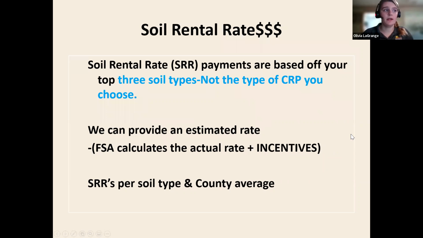So something we talked about before, as far as that 240 max rental rate, that is based on your soil rental rate, which is a payment that's based off of your top 3 soil types. So not the type of CRP that you choose. Something that we can't really control and something that is just in the policy of the Farm Service Agency. But we can help you provide an estimate just based on what we know from their sheets. And then FSA will help calculate in certain incentives and other things that will ultimately give you your SSR, your soil rental rate.